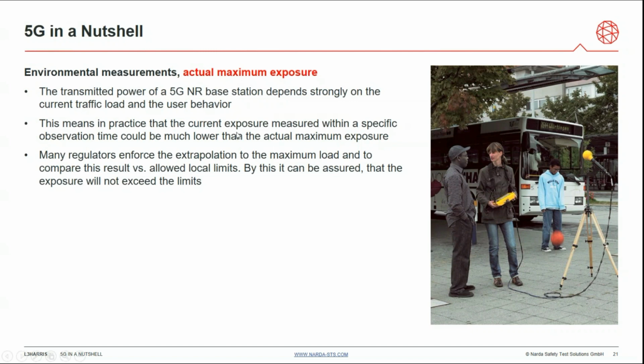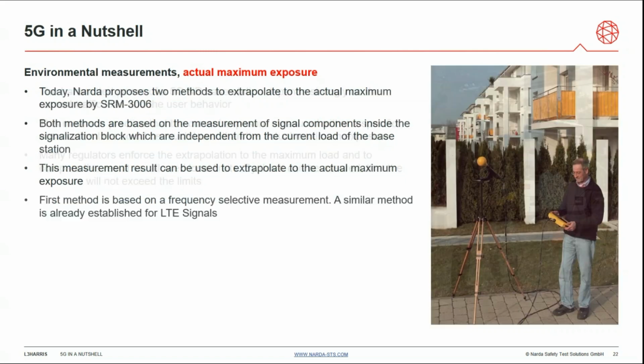So in practice, it means that the current exposure measured within a specific observation time could be much lower than the actual maximum exposure, and many regulators enforce extrapolation to maximum load and to compare this result versus the allowed local limits. By this, it can be assured that the exposure will not exceed the limits any time and anywhere. So that was the approach we already had with 3G and 4G.